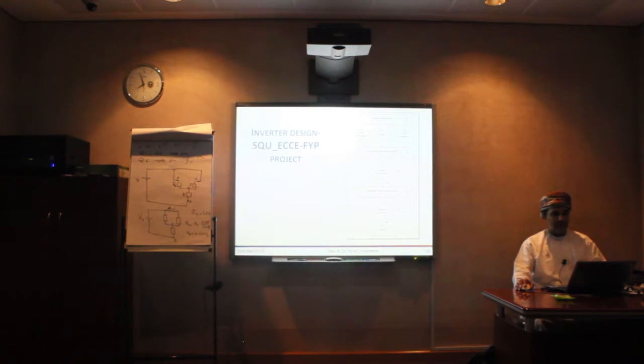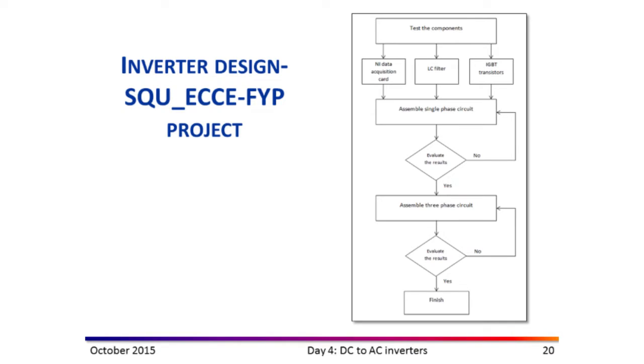And then after that, they start to design. After that, what do they do exactly? They test the components and then they collect the components, like the data acquisition card, to make their controllers and LC filters. They design that one. Also, they bought the IGBT transistors, assemble them all together in one component, and then evaluate it like in the flow chart.